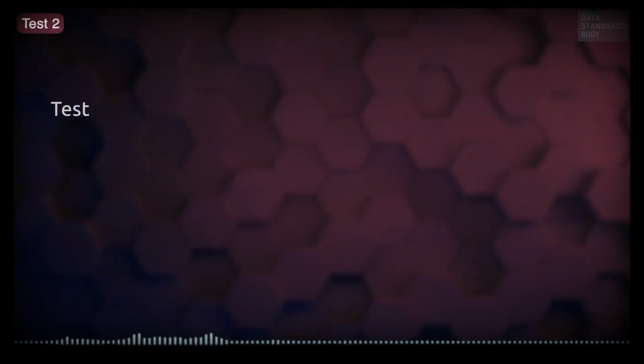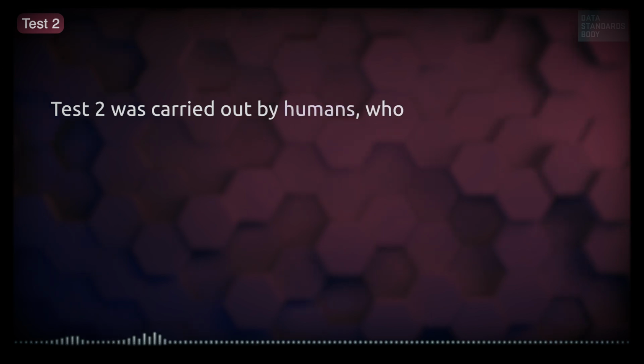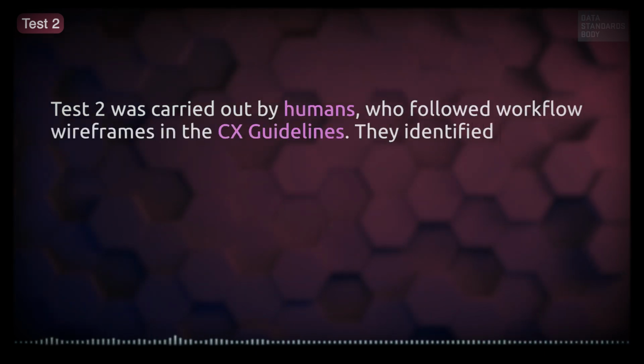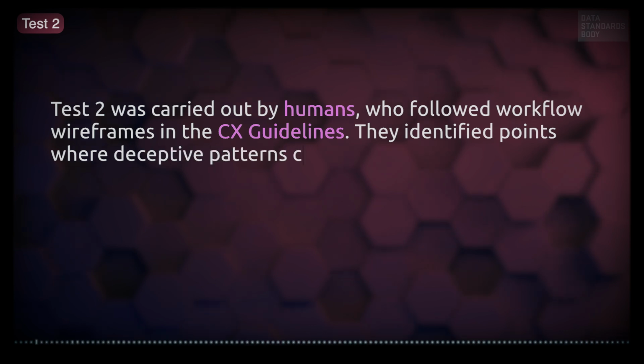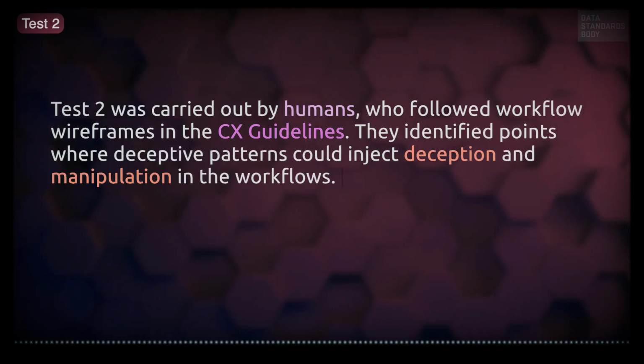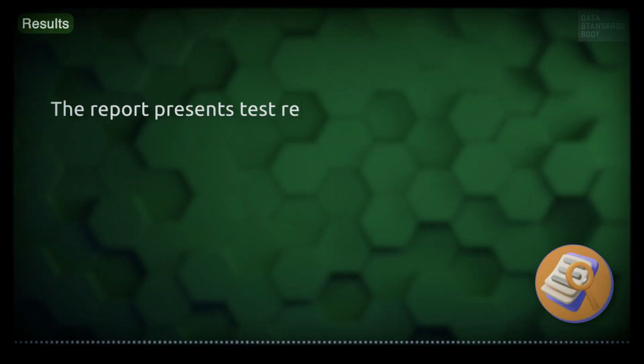Test 2. Test 2 was carried out by humans who followed workflow wireframes in the CX guidelines. They identified points where deceptive patterns could inject deception and manipulation in the workflows. Results. The report presents test results in detail.